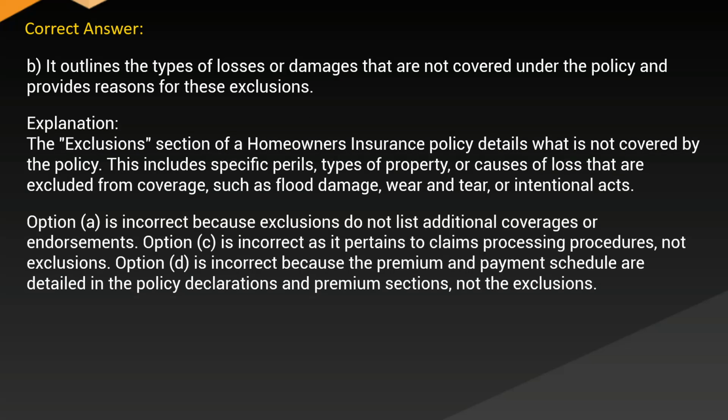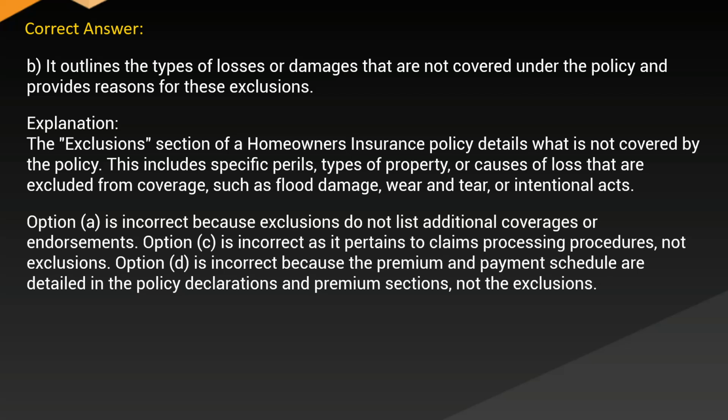Correct answer. B. It outlines the types of losses or damages that are not covered under the policy and provides reasons for these exclusions. Explanation. The exclusions section of a homeowner's insurance policy details what is not covered by the policy. This includes specific perils, types of property, or causes of loss that are excluded from coverage, such as flood damage, wear and tear, or intentional acts.